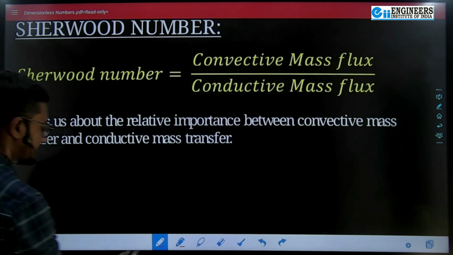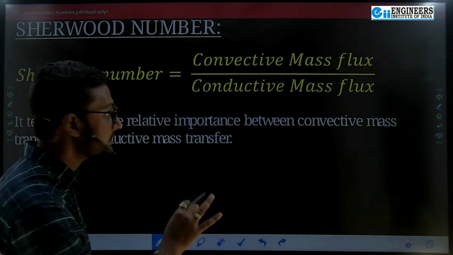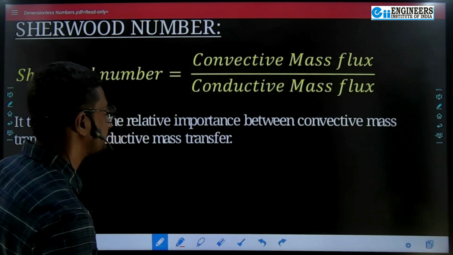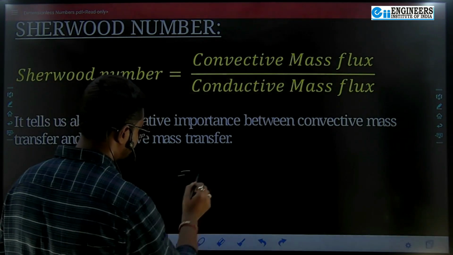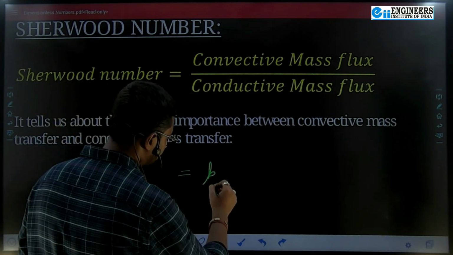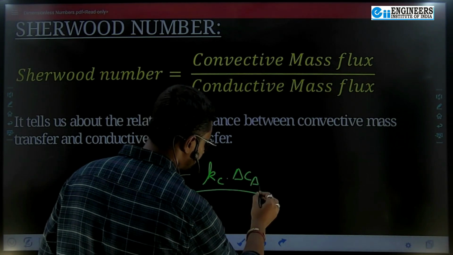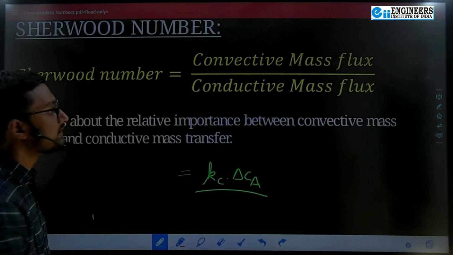So what is the definition of the Sherwood number? The definition of the Sherwood number is convective mass flux divided by the conductive mass flux. So what is the convective mass flux? Convective mass flux we define as mass transfer coefficient into concentration difference, that is Kc into delta Ca. This is our convective mass flux.